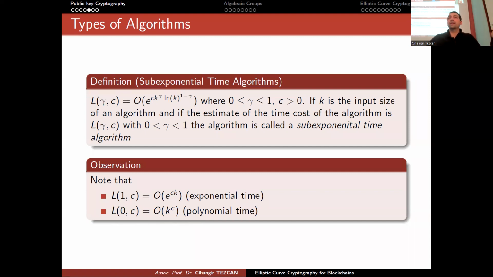When gamma is something small, the algorithm is a lot faster, but slower than polynomial time. If gamma is very large, the algorithm is slow, but it is still faster than an exponential time algorithm. So this is the whole idea. I'm mentioning this because there are sub-exponential time algorithms to solve factorization. This is why, when we talk about key sizes, for example in elliptic curve cryptography, we say that the key size is like 256 bits.